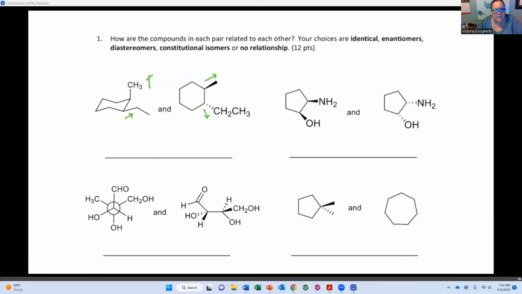Again, if I were to convert this chair to a cyclohexane, my methyl would be up and my ethyl would be up. You can go so far as to assign the stereogenic centers' absolute configuration, R or S. You cannot assign R and S, though, unless you have it in the cyclohexane form. So moving on, obviously these guys would be diastereomers.